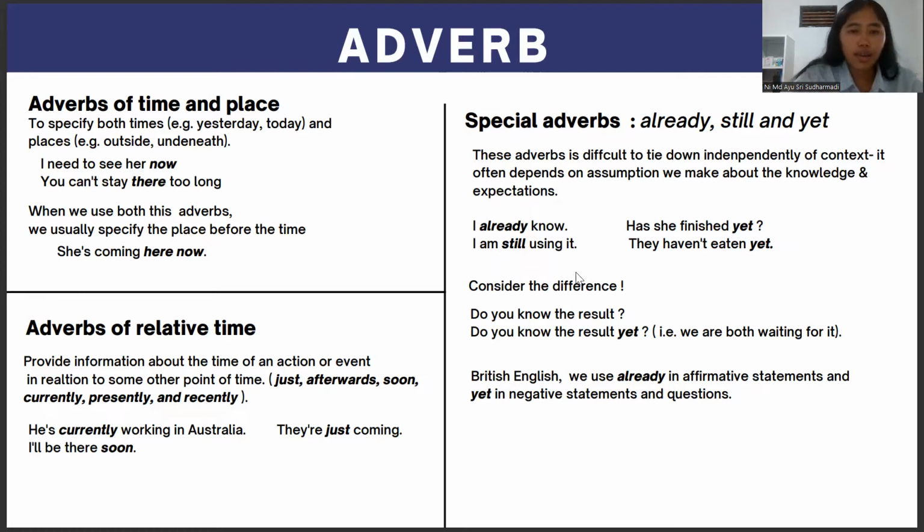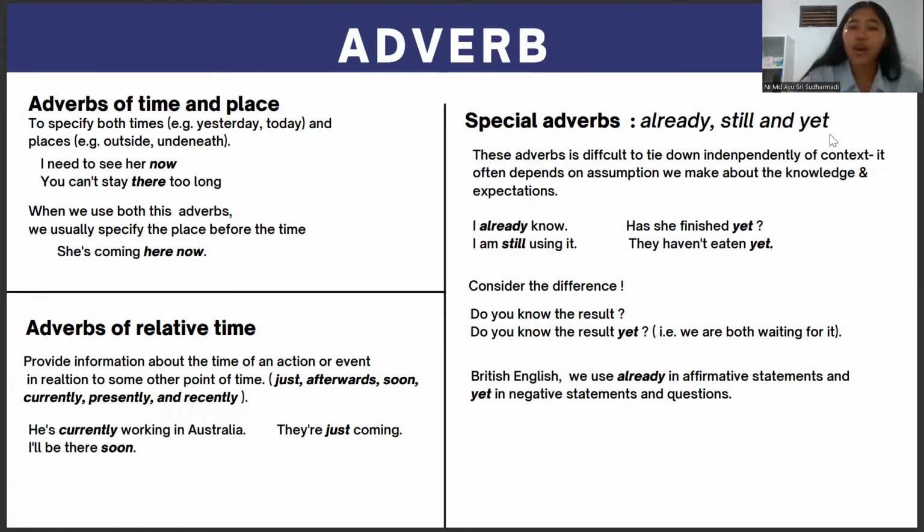And for the next adverbs, we have adverbs of relative time. This provides information about the time of an action or event in relation to some other point in time. For example, just, afterwards, soon, currently, presently, recently. Here's the example in a sentence. He is currently working in Australia. I will be there soon. Or they are just coming.